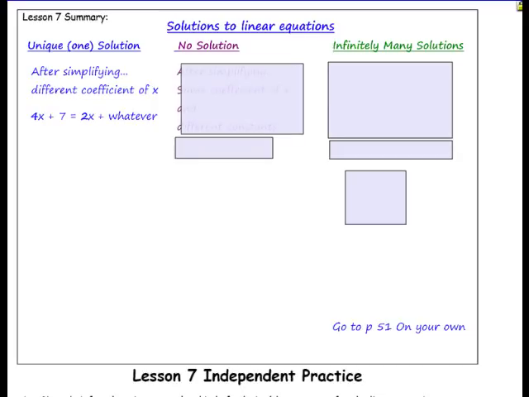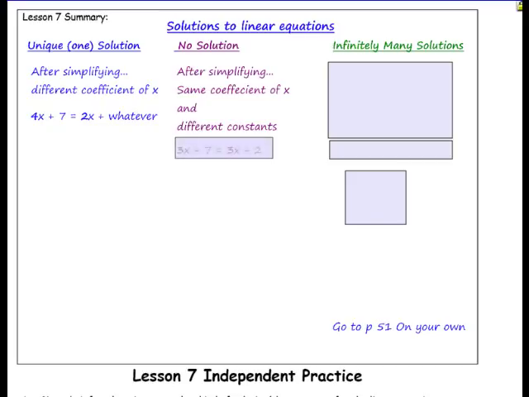When there is no solution, after simplifying the left and right side of the equation, you'll have the same coefficient of x and different constants. This will give you no solution. For example, 3x plus 7 equals 3x plus 2.